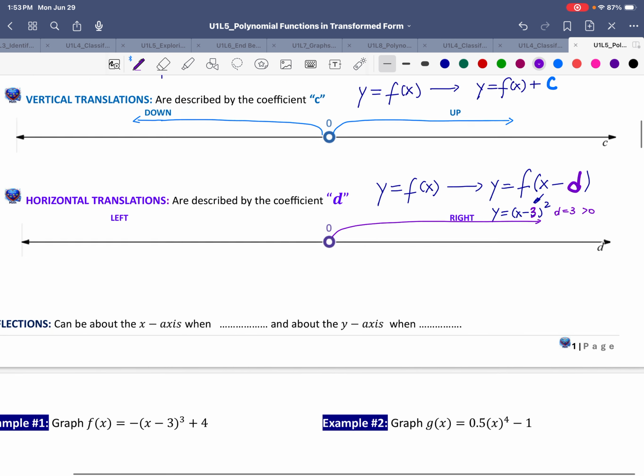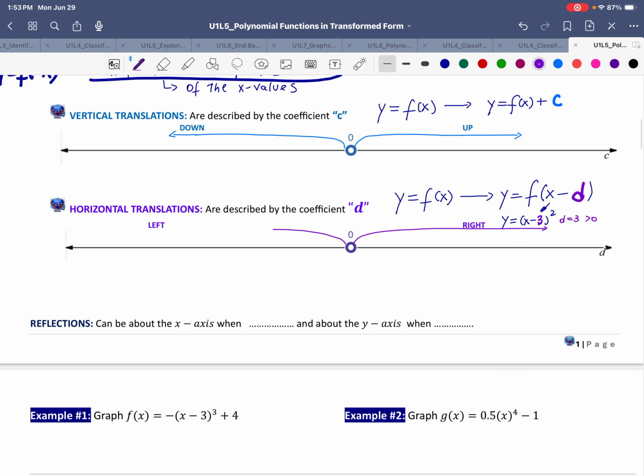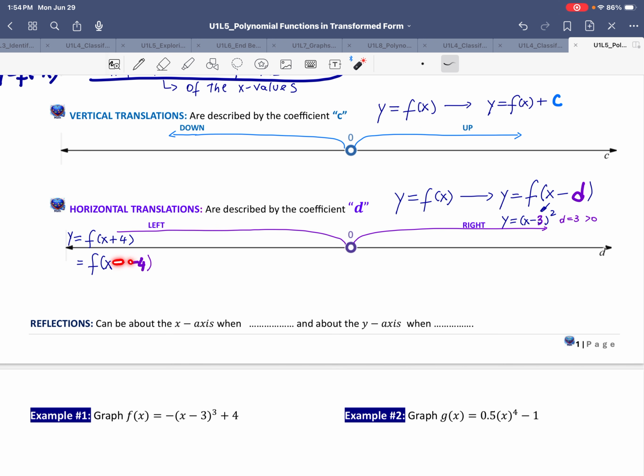If the value of d happens to be negative, for example, if we have a function that is changed to become y equals f of x plus 4, it means that we have subtracted from x a negative 4, and that's how we ended up with a plus 4 there. When you subtract a negative, you see a positive. That tells us that the value of d is negative. So d equals negative 4, which will cause the graph to be translated 4 units to the left.